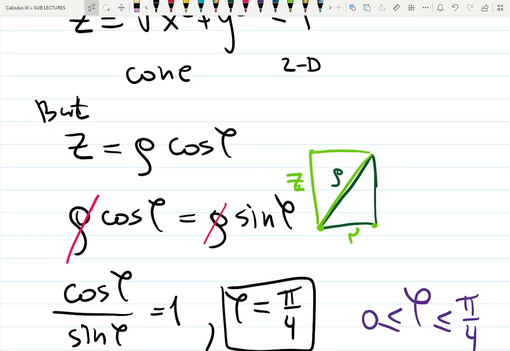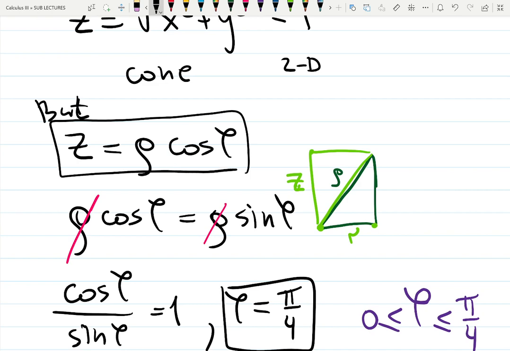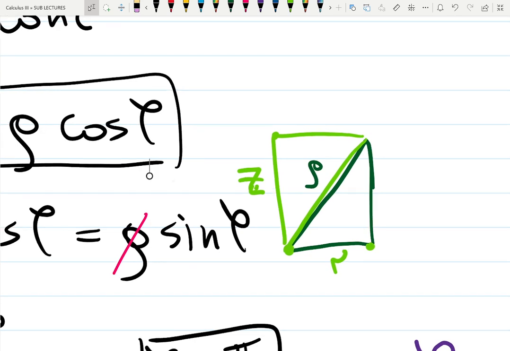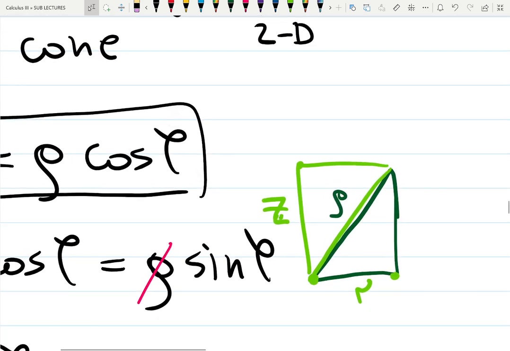Z is, by the formula, rho cosine phi. This is the side of this triangle, a right triangle with hypotenuse rho and then the sides. Z is the height, and r in 2D is one of the sides also, the cathets.